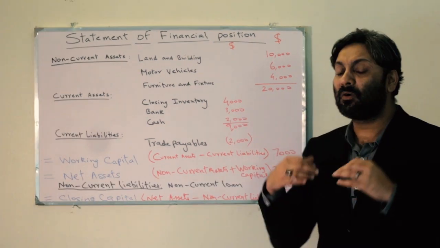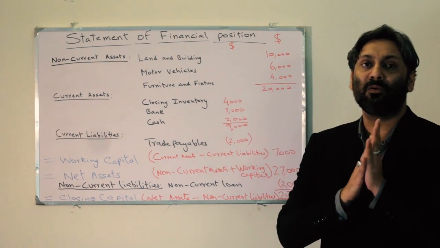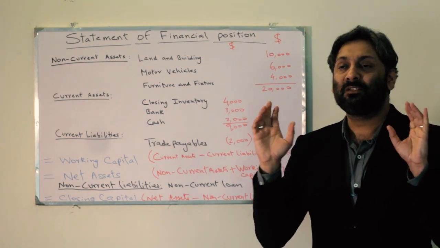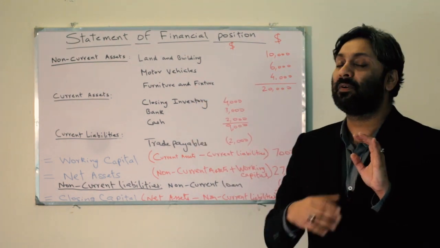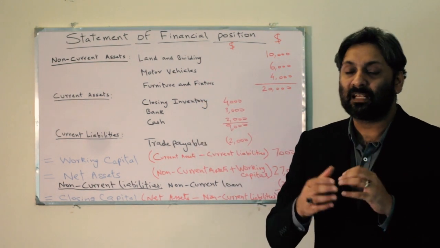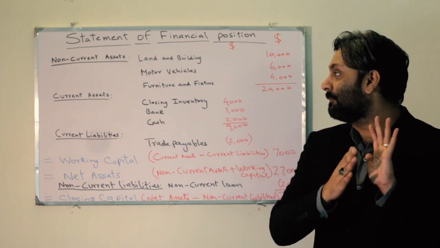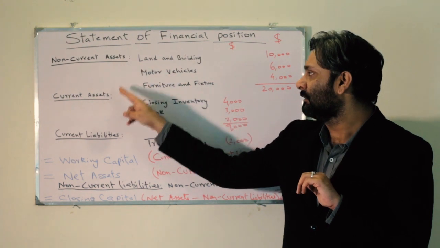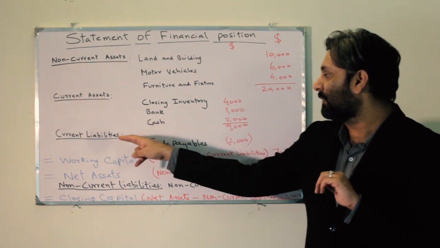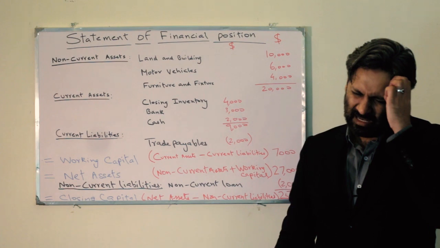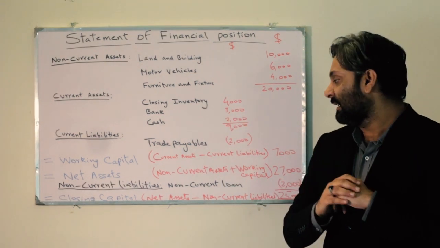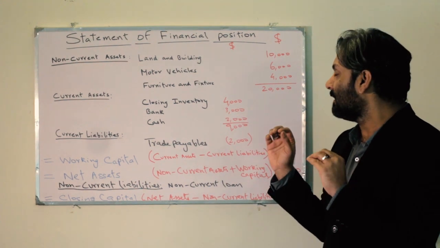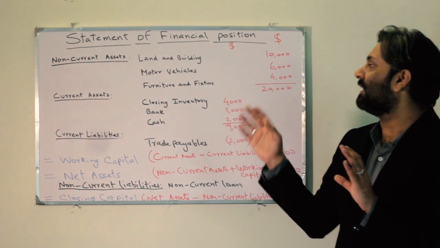Now going back to the previous concept which we were discussing at the beginning of the clip, this statement of financial position proves the accounting equation, which is assets minus liabilities is equal to capital. Now we have all the assets, non-current and current, and we have subtracted the liabilities from the assets to arrive at the closing capital. So that is where the accounting equation is completely proved through the statement of financial position.